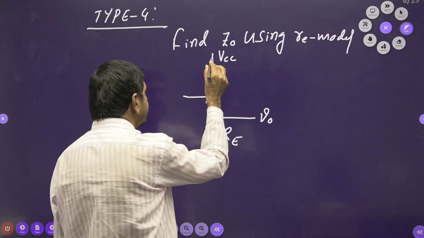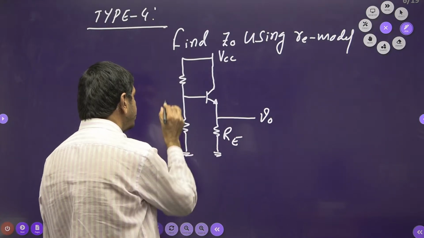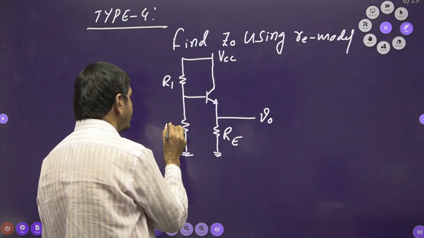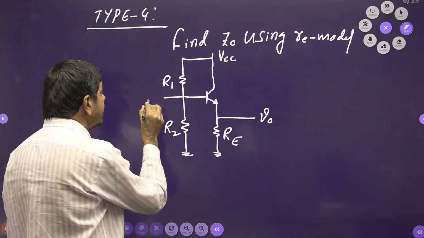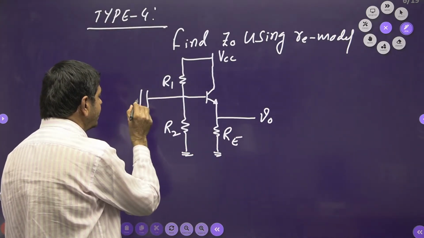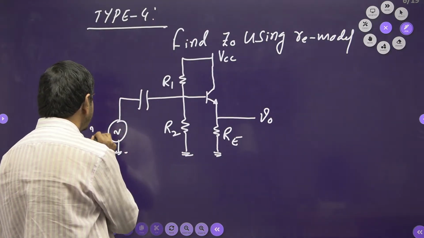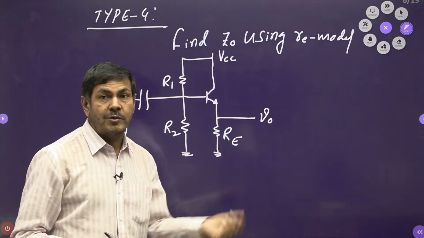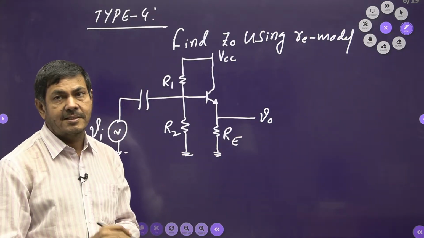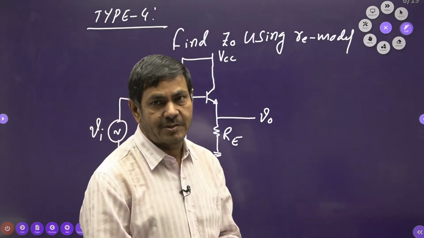Here I connected R1 and also R2. This is R1, this is R2. There is a bypass capacitor. There is a capacitor connected with the AC supply. This is VI. I am asking you to find the output impedance for the given network. Z0 I want. Make an effort to get the answer for this question.